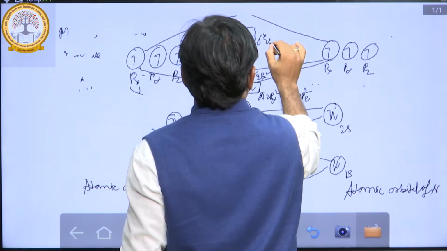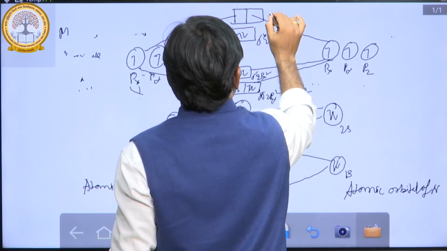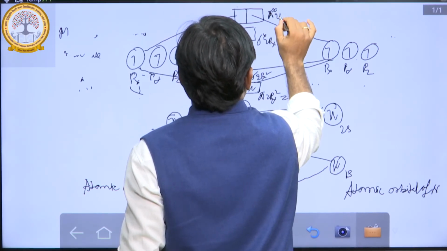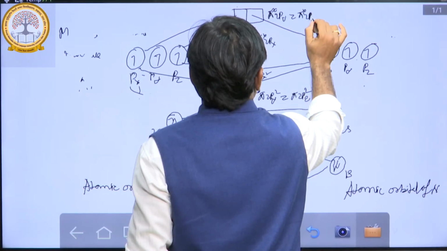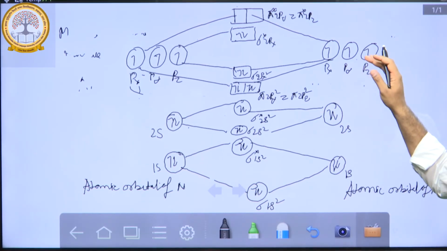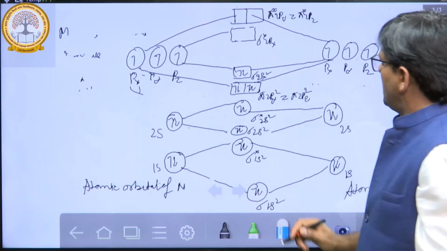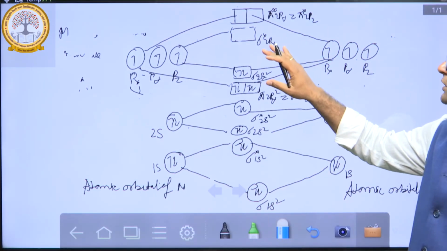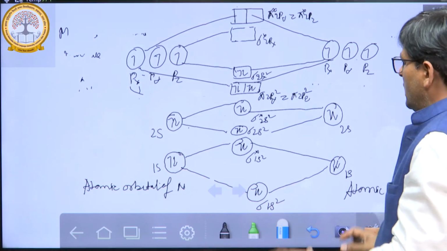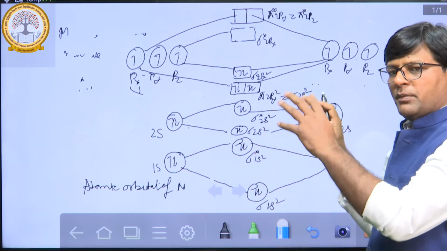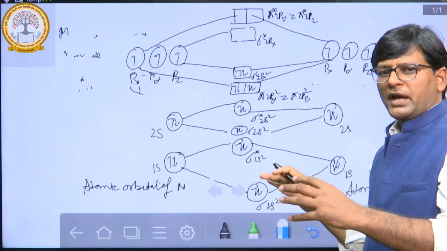In antibonding, pi star 2px, pi star 2py equal to pi star 2pz. You can see in this diagram there is no electron in the antibonding molecular orbitals of the nitrogen molecule. So, in the absence of unpaired electrons in antibonding molecular orbitals, the nitrogen molecule is diamagnetic.